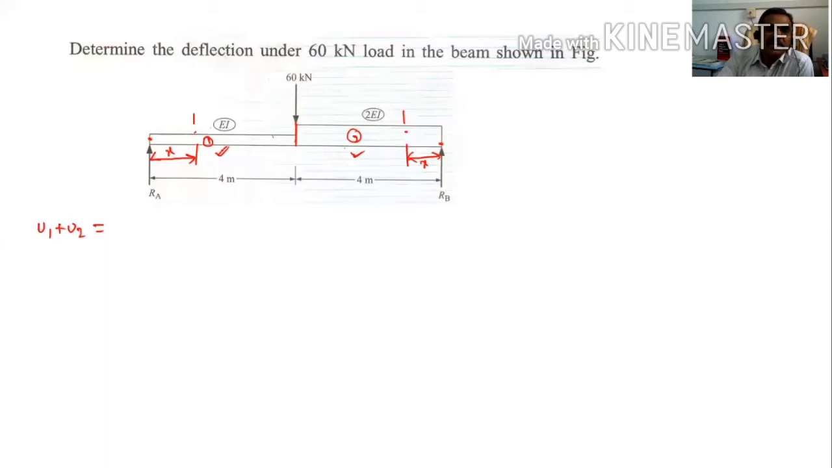Now, what is the value of RA? Here, the total load is 60. It is exactly acting at the center. So this will be 60 by 2, which is 30. This also is 60 by 2, 30. Now, U1. For U1 I am taking this axis. I am considering the left side.